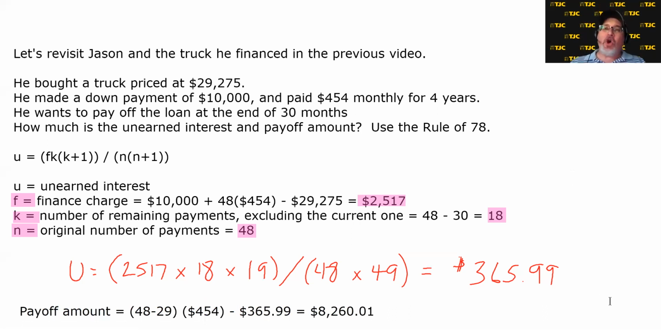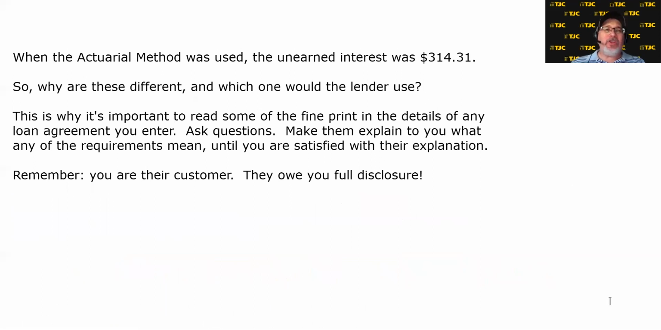To wrap up this video and this section and this chapter, I want to talk about what happened when we used the actuarial method in the previous video and got an unearned interest that was less, $314.31. Why are these different, and which one would the lender use?